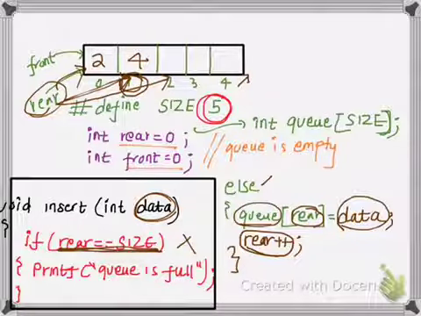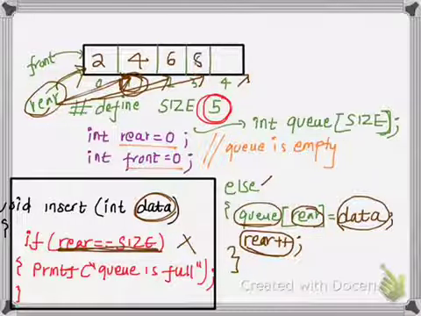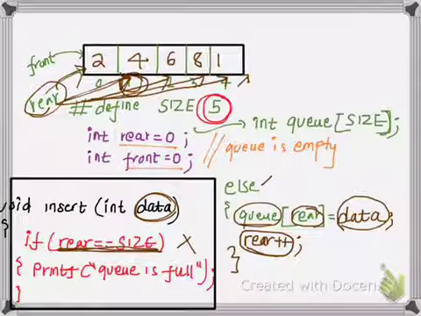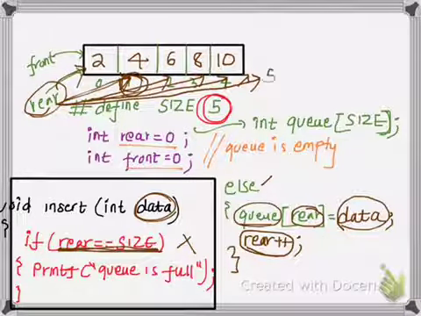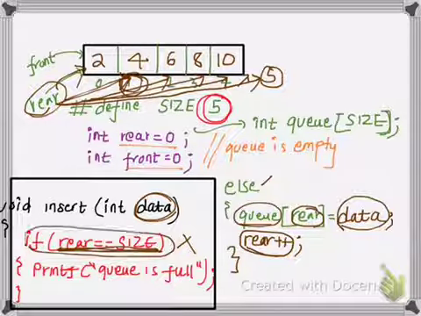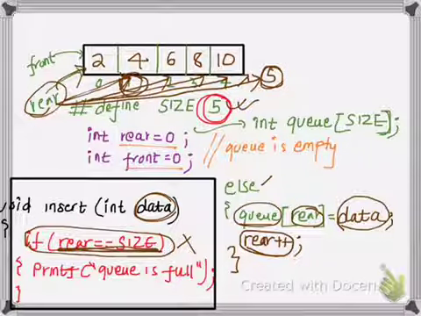So for the third data 6, rear will increase to 3. For the fourth data 8, rear will be increased to 4. So I'll insert another data, the last data, and again we will increase rear. Now rear will be pointing to 5, and then we can add no more data. So our if condition will execute as rear is equal to size, which is equal to 5, and we can give the message to the end user saying that the queue is full.